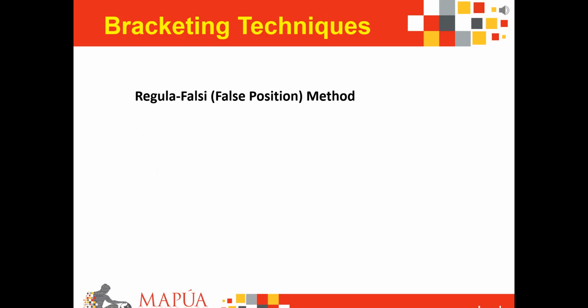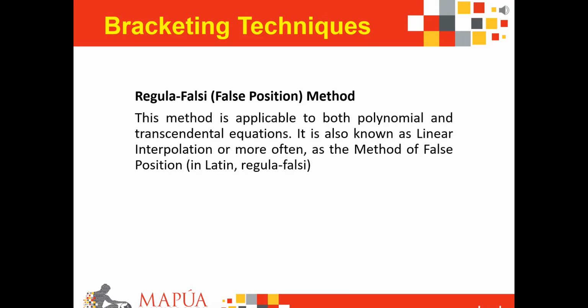One such bracketing technique is known as the Regula-Falsi method. This method is applicable to both polynomial and transcendental functions. It is also known as linear interpolation or, more often, as the method of false position.